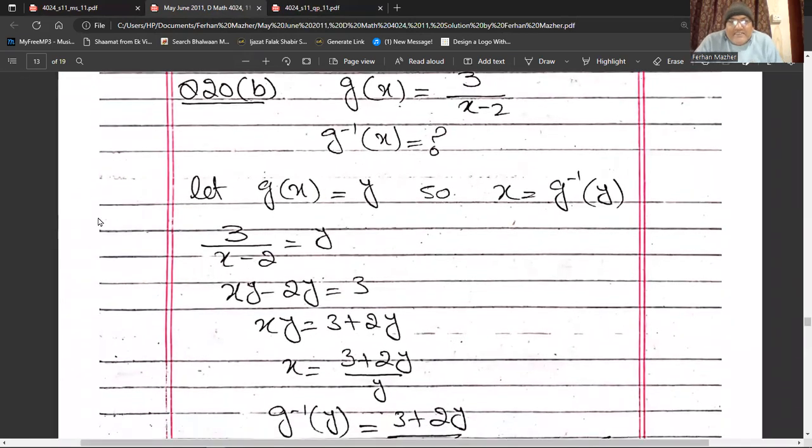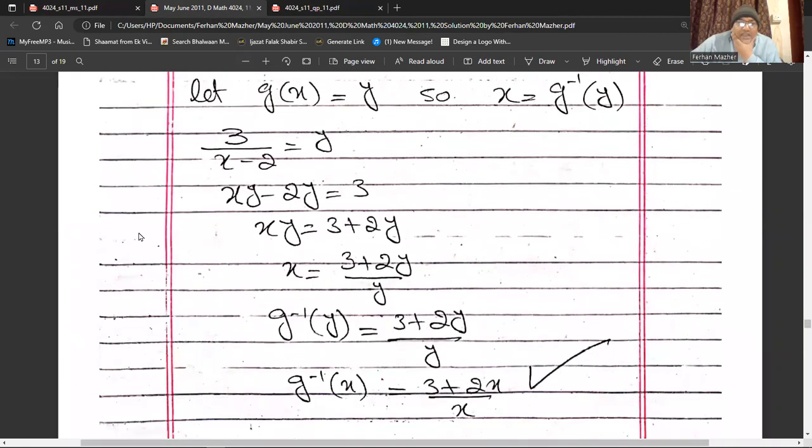Suppose that g of x is equal to y, so x will be equal to the g inverse of y. In the place of g of x, I will put this expression, 3 divided by x minus 2, equals y. From here, I will make x the subject of the formula, so I will cross multiply. So xy minus 2y is equal to 3. I will take the minus 2y to the other side. So xy will be equal to 3 plus 2y.